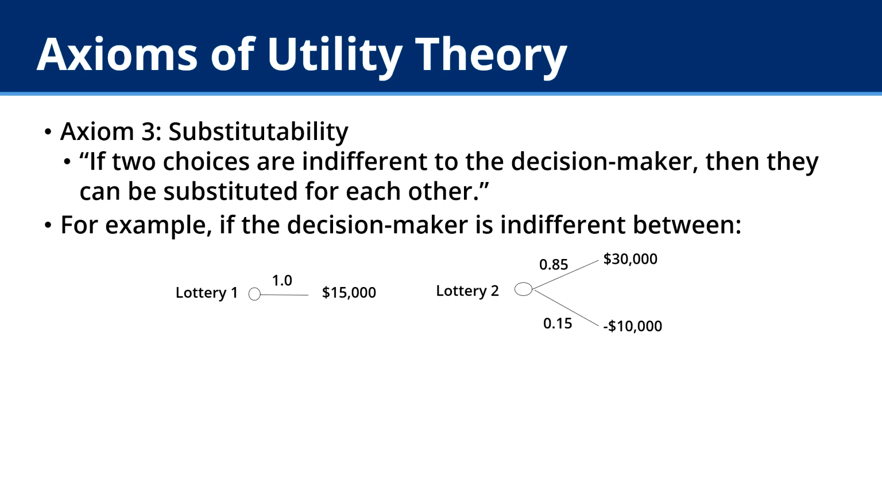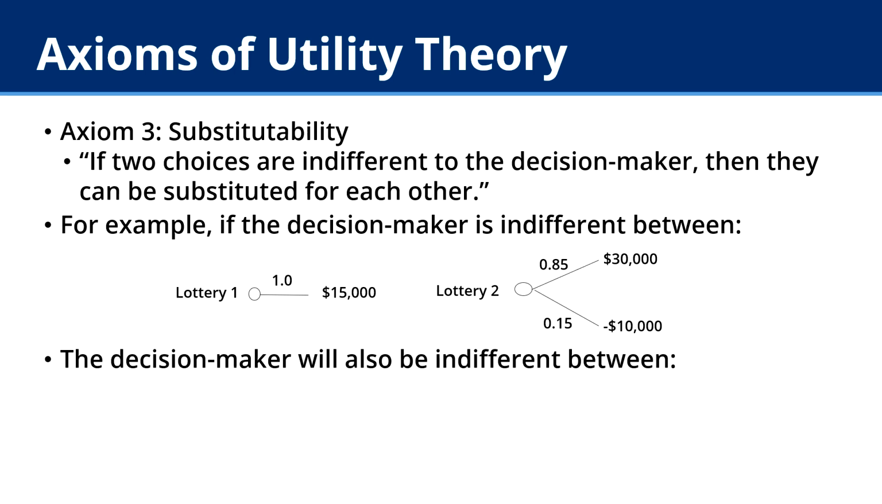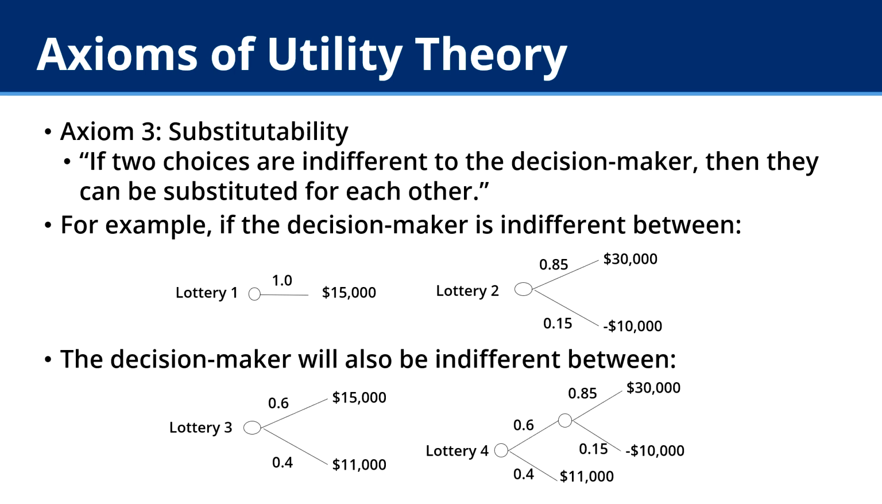If the decision maker is indifferent between lottery 1 and 2, then the following could also be claimed as well. So the decision maker will also be indifferent between lottery 3 and 4. I'm going to point out where this is coming from. This $15,000 here, you can substitute that $15,000 with lottery 2. So lottery 2 is substituting $15,000.